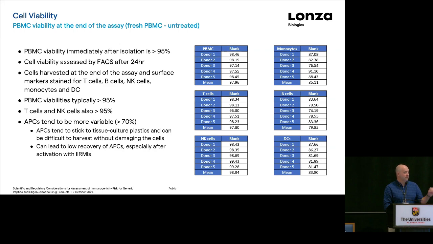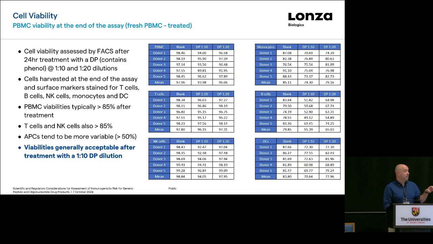So then, obviously this is just untreated cells, just after 24 hours of incubation. If we then bring in treatment with a drug product, I think this is an RLD in this case, we've just got 2 columns added for each cell set with a 1 in 10 dilution or 1 in 20 dilution of this particular drug product. And this one does contain phenol.